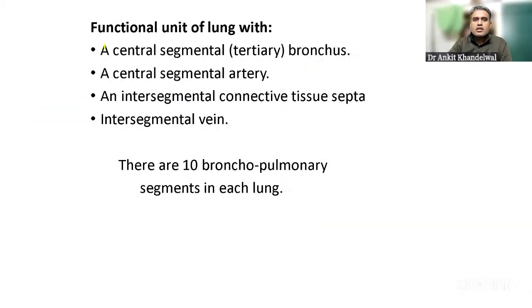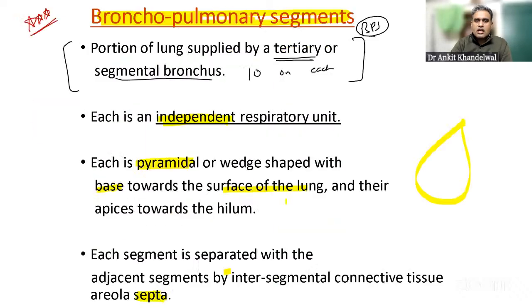More to it. It is a functional unit of lung. So this bronchopulmonary segment is actually the functional unit of lung: bronchus, artery, septa, and a vein. There are 10 bronchopulmonary segments on each lung. Now, sir, okay, but sir, how many bronchopulmonary segments?